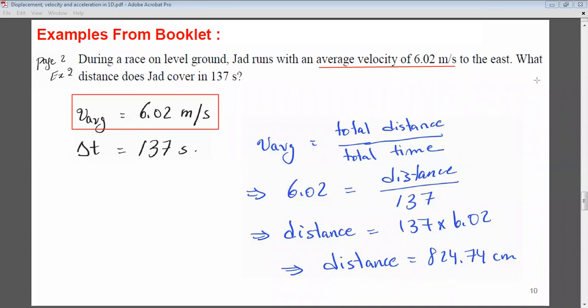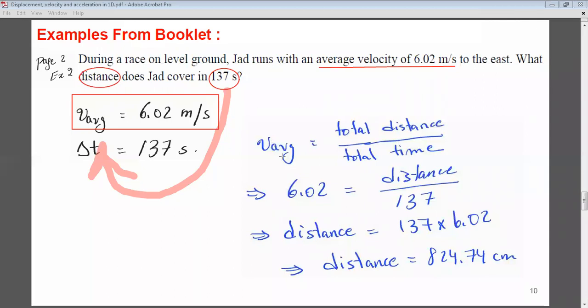The question is, what distance does Jad cover in 137 seconds? So what is this 137 seconds? It's time. This is delta T. So I have the average, I have delta T, and I want to calculate the distance. So what do we use?